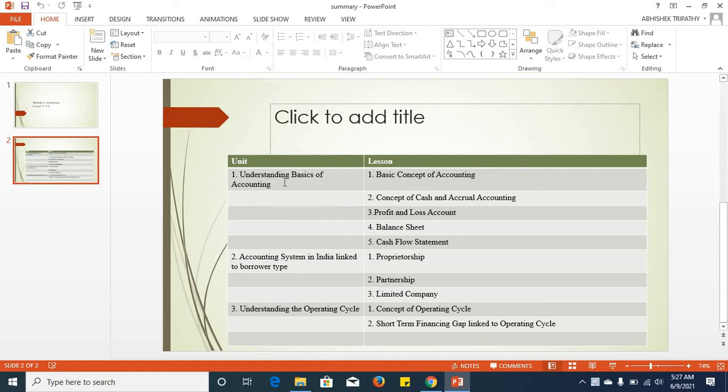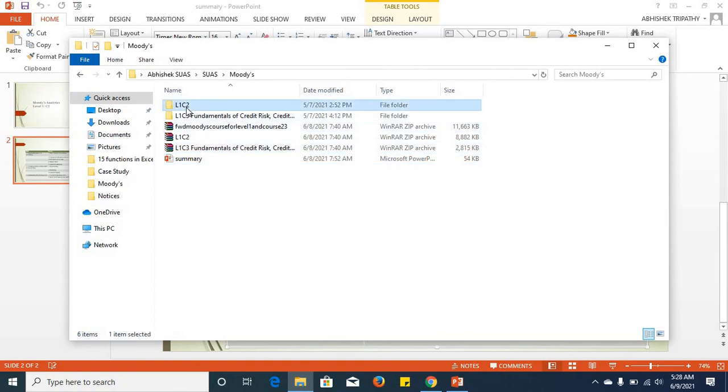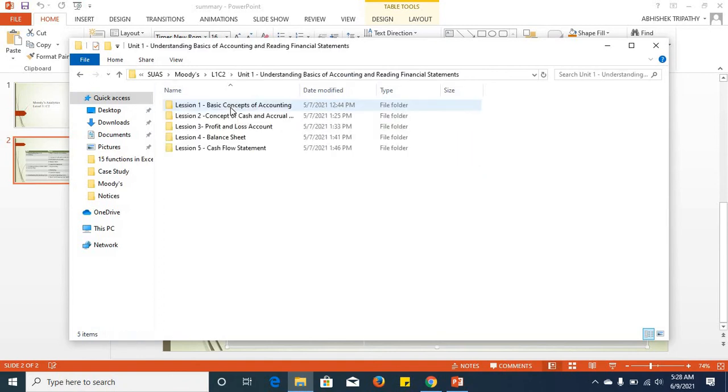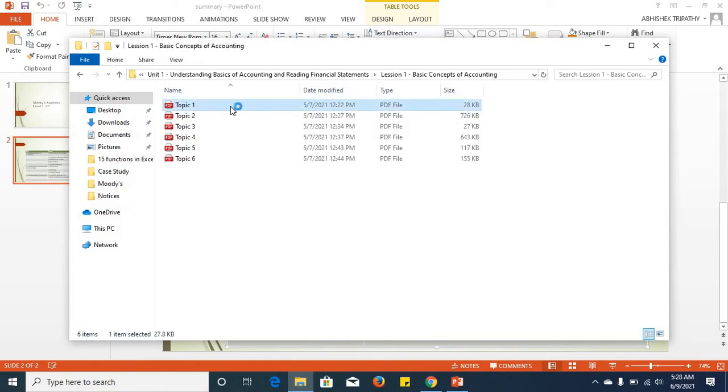Now, there are three units in this: understanding basics of accounting system in India linked to borrower type, understanding the operating cycle. And there are 5 plus 3, 8 plus 2, 10 chapters. Right, so we'll quickly go through this. Let's go through basic concept of accounting. There are 6 topics.